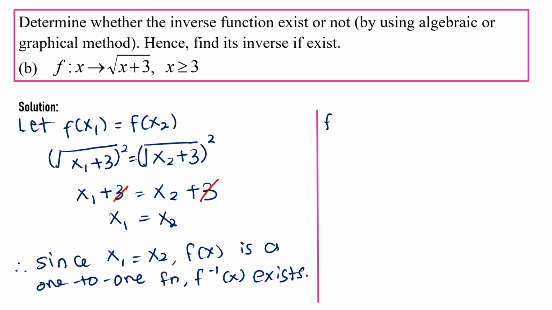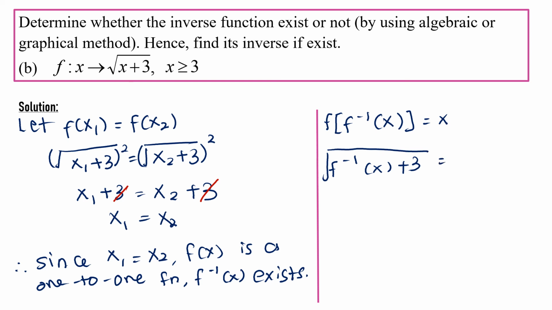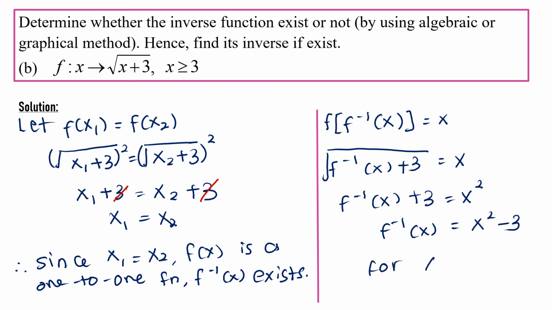We can use the composite function formula f of f inverse equals x. Then we substitute the f inverse in the function. So we have the square root of f inverse of x plus 3. Don't forget the square root here, equals x. Then we rearrange. We'll have f inverse plus 3 equals x squared, and then f inverse equals x squared minus 3 for x greater than or equal to 0.